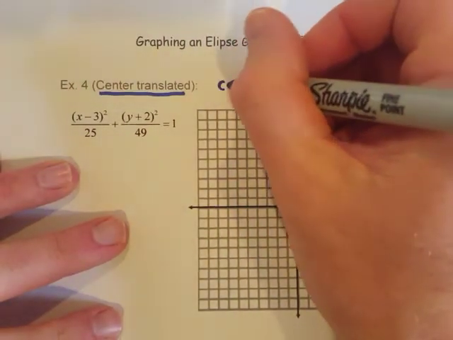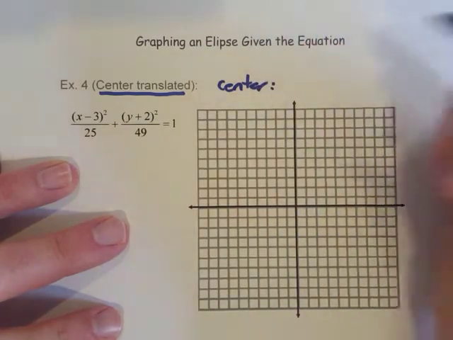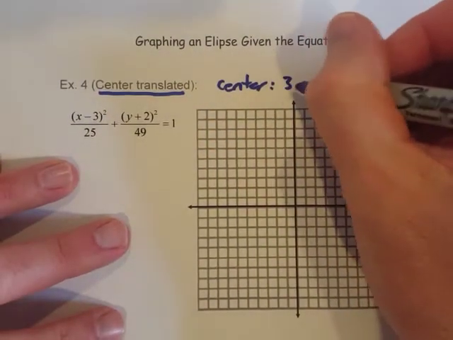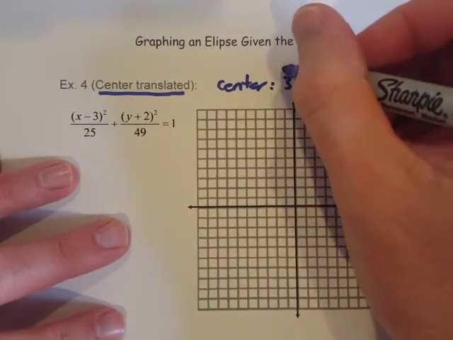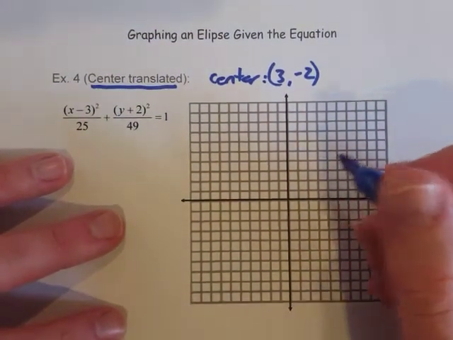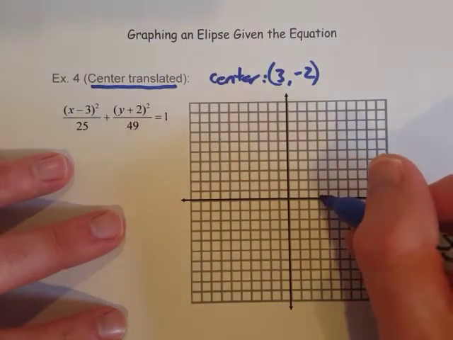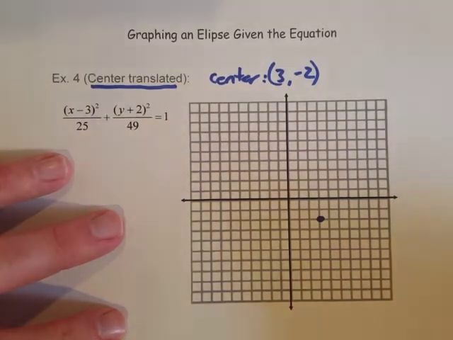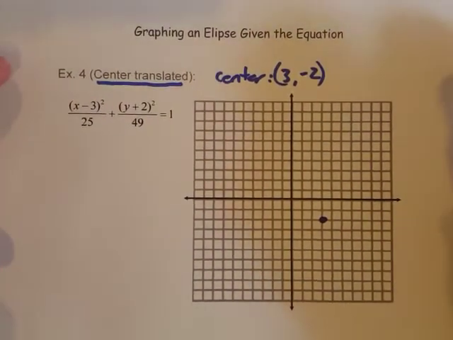So when I see that, it means that the center, in this case, is going to be at 3, negative 2. So I'm going to plot that on my graph. 3, negative 2. So I start right there. There's my center of the graph.